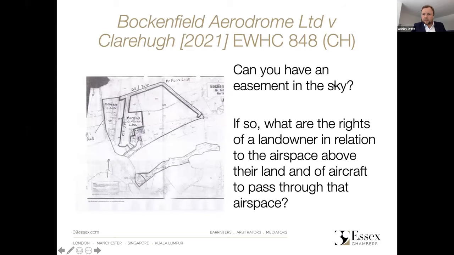Hello everybody. I'm going to be dealing with the case of Bockenfield Aerodrome and Clarehugh. Hopefully I'll be able to answer those questions posed on the first slide, namely, can you have an easement in the sky? If so, what are the rights of a landowner in relation to the airspace above their land and of aircraft to pass through that airspace?